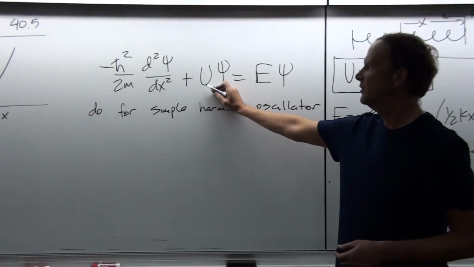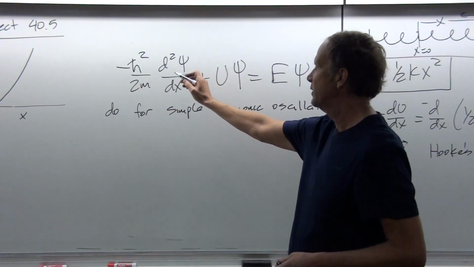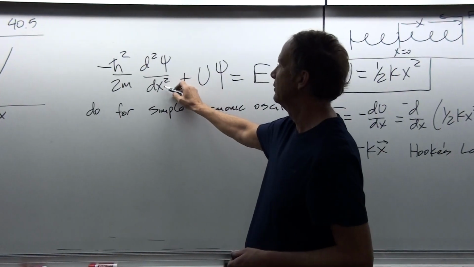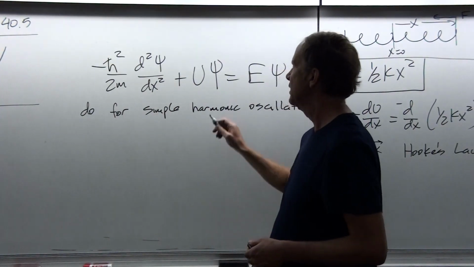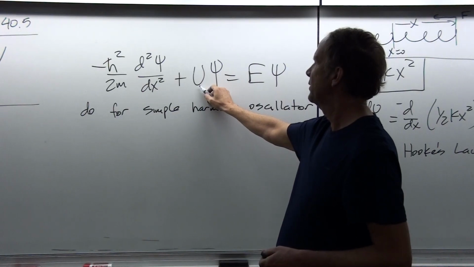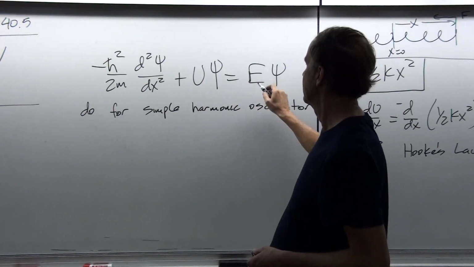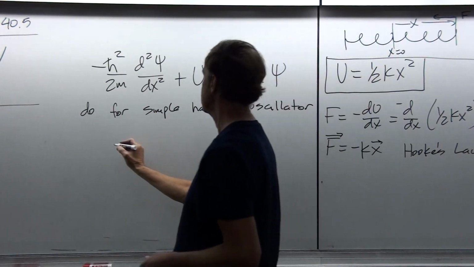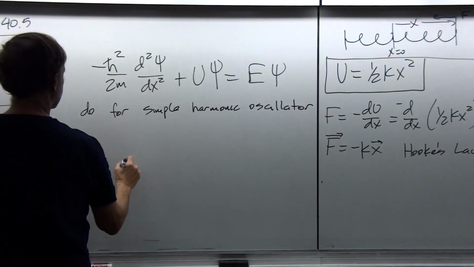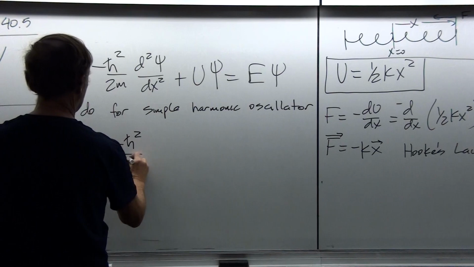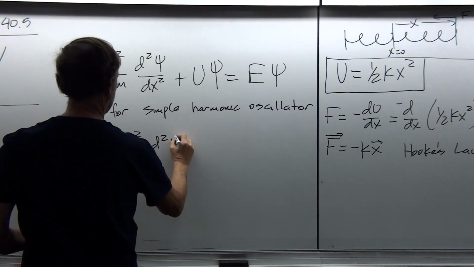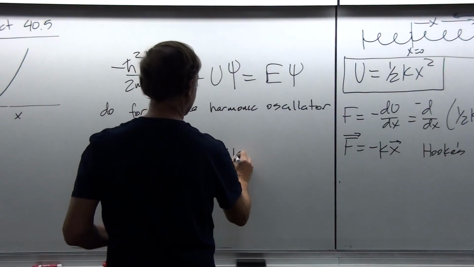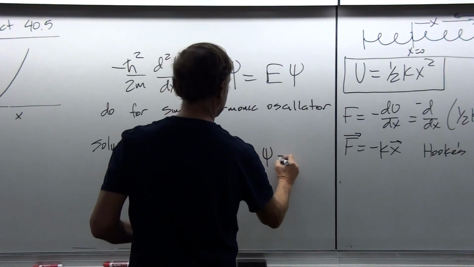That is inserted into the Schrodinger equation: minus h bar squared over 2m times the second derivative of psi, and this is still a one-dimensional problem, so it's with respect to x, plus our one-dimensional harmonic oscillator potential, 1/2 kx squared, equals E psi. Our goal is to solve this equation for psi: minus h bar squared over 2m d squared psi dx squared, plus U, which is 1/2 kx squared, times psi equals E psi.